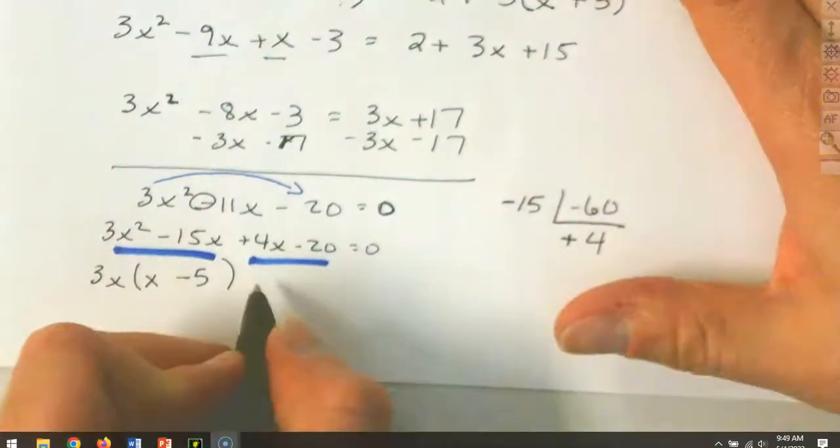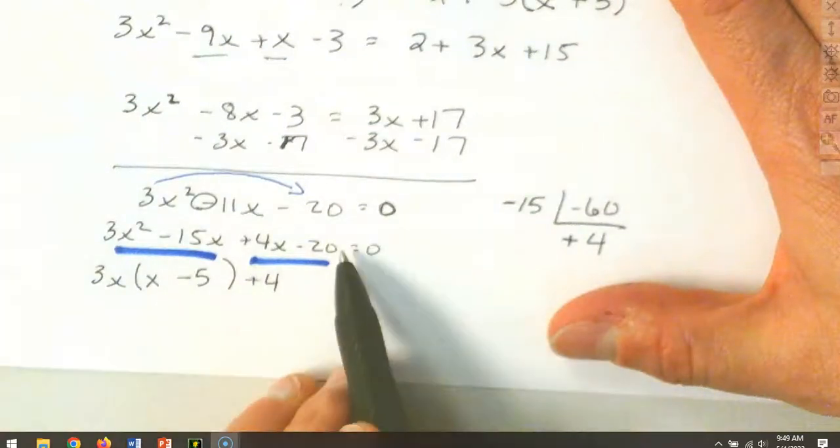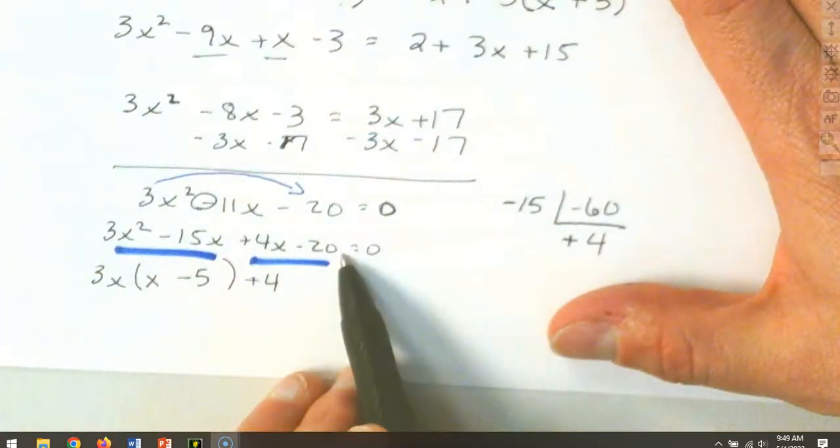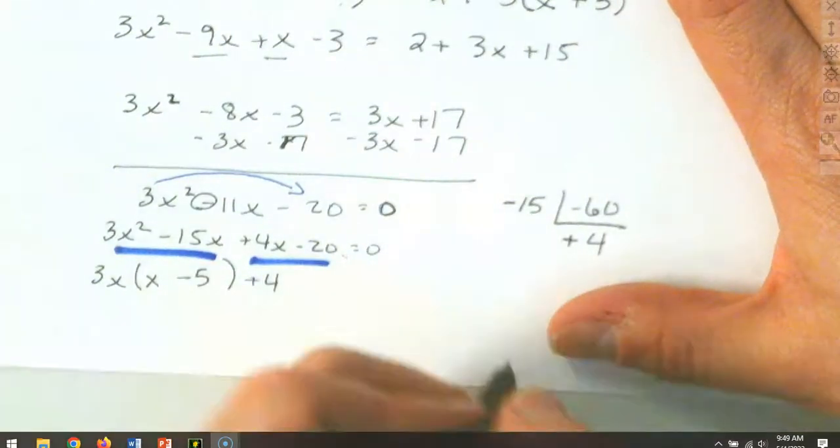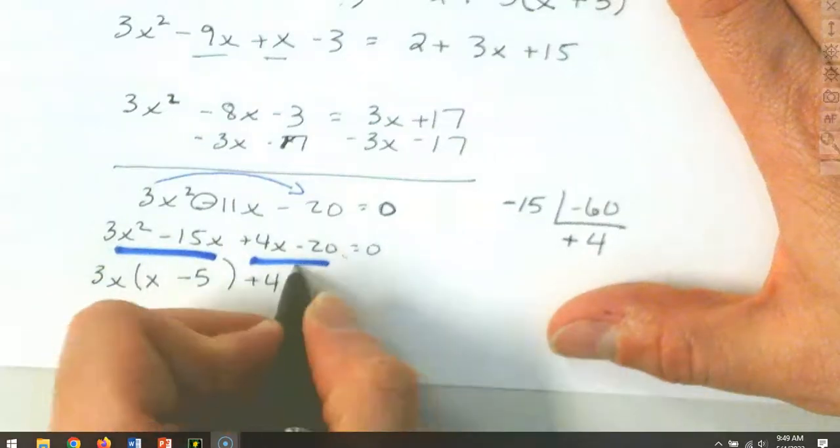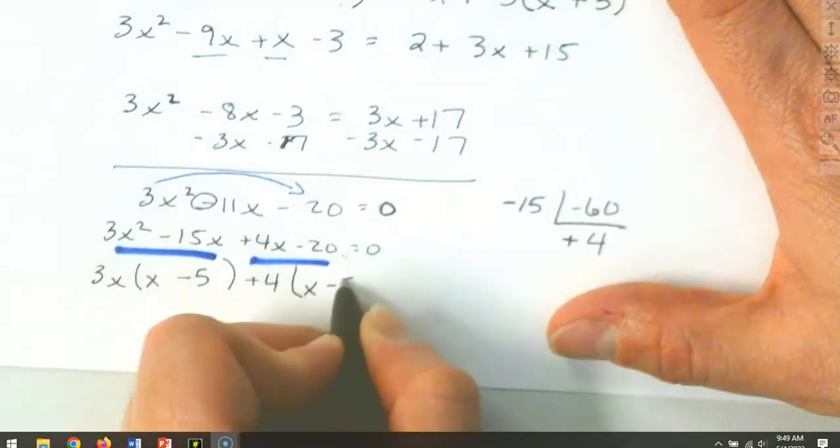Yep, these have a 4 in common, right? They don't have an x because 20 didn't have an x, does it? Have to have that to come out, doesn't it? But a 4 can come out. And that leaves you with an x minus 5, doesn't it?